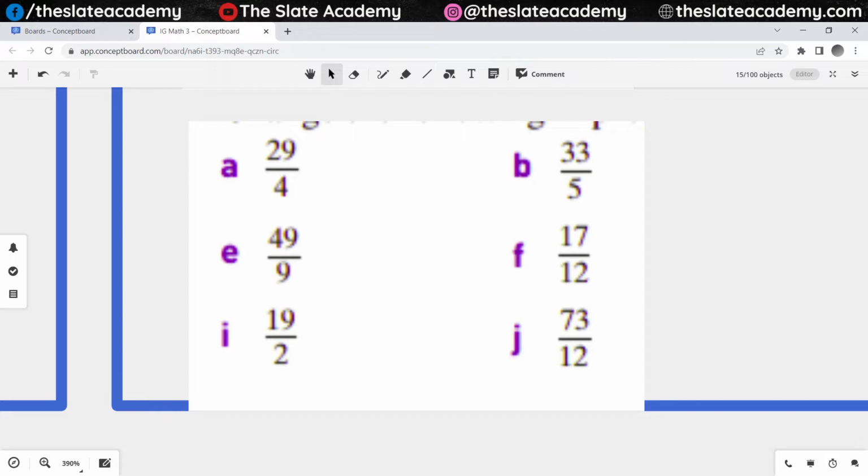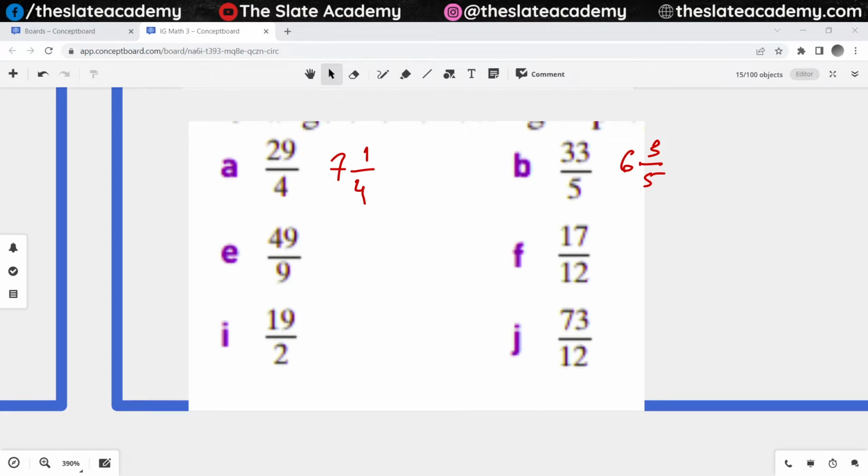Obviously 29 isn't there in the table of 4, so what's the nearest that I can get to? 4 sevens are 28. So it means I will have 7 whole, and the remainder, 29 minus 28, is 1. So it would be 7 whole 1 by 4. Similarly, for 33 by 5, I know 33 isn't there in the table of 5. So what's the nearest that I can get to? 5 6s are 30. And what remains is 3. And the denominator stays the same. So this is how we convert improper fractions into compound fractions.